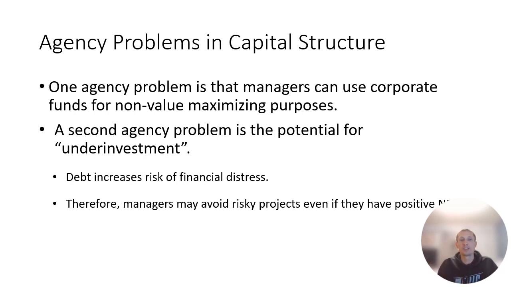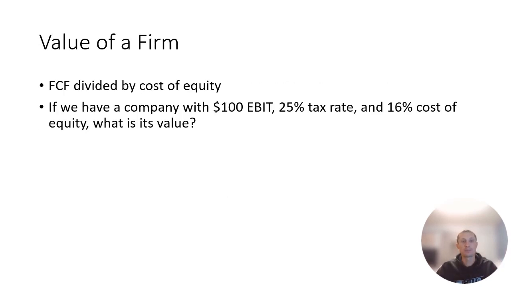A second is the idea of underinvestment, and that comes along with the same point. Managers may avoid risky projects even if they have a positive net present value because they don't want to take on the risks that come with that. They want to stay entrenched in their job. They want to minimize the amount of risk that they have. So that's where we see agency problems coming into play with capital structure, in managers making decisions that don't maximize the value of the firm.